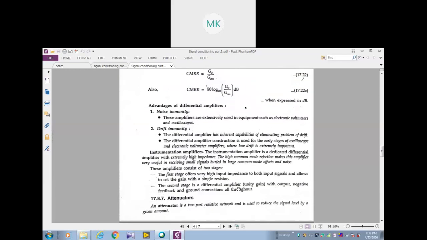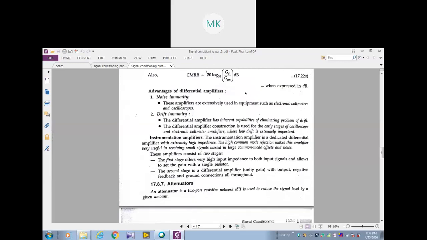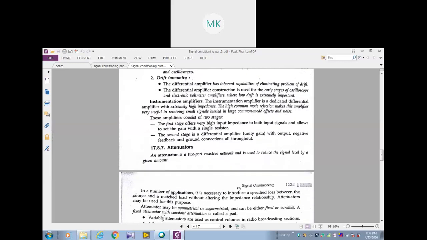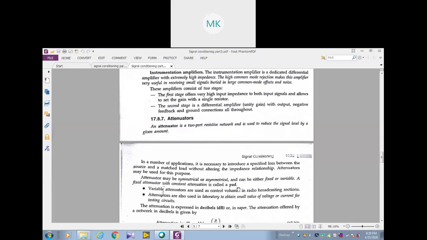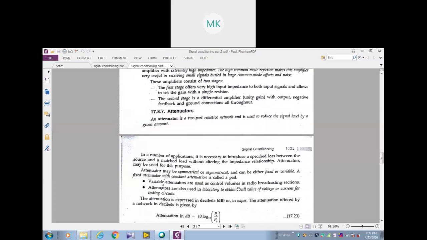Now, advantages of differential input signal. Two simple advantages are given. The next topic is the attenuator. Like an amplifier, where we amplify the signal and increase the signal level, in an attenuator we reduce the signal level. By proper circuit design, we can reduce the signal by some amount.